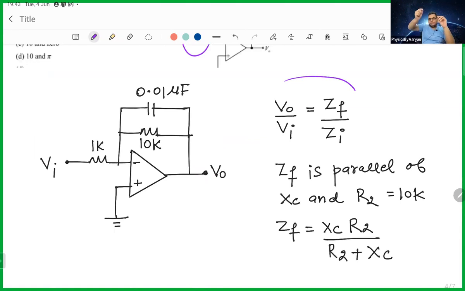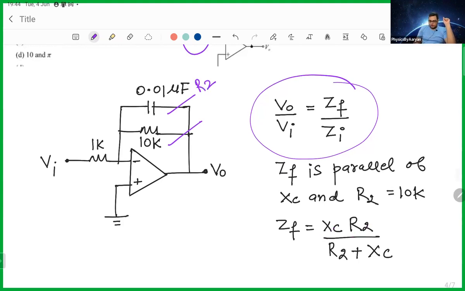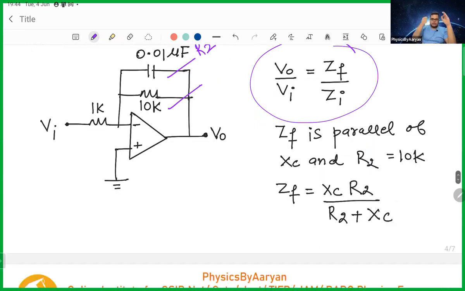ZF is the feedback impedance divided by input impedance. Now, in the feedback, I have two components. One is a capacitor and one is a resistor. Both of them are parallel to each other. So if you have two things parallel to each other, then again XC, and I'm calling this R2, so XC into R2 divided by XC plus R2. Then I go on and find XC.